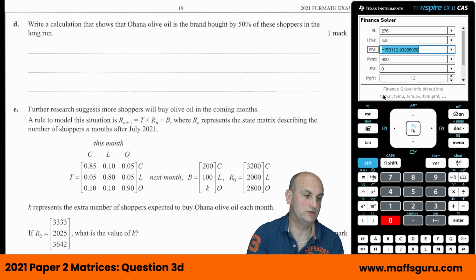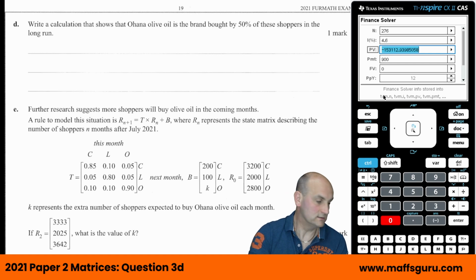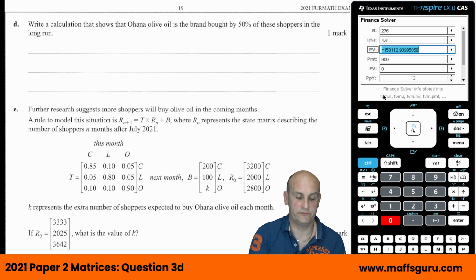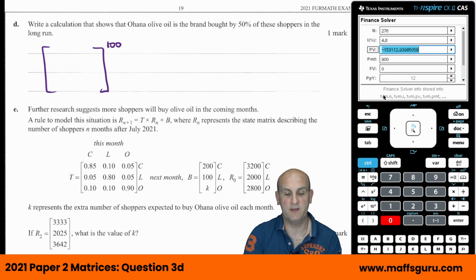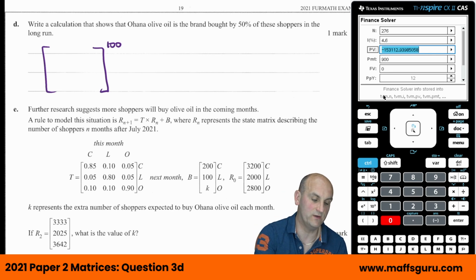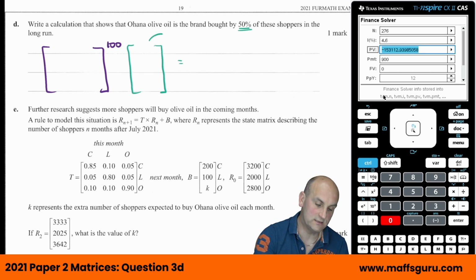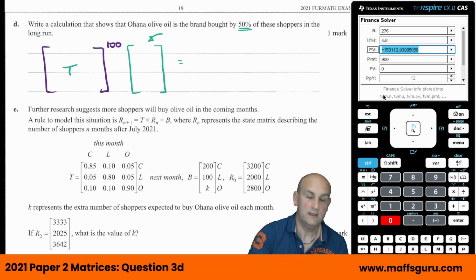Write a calculation that shows Ohana olive oil is the brand bought by 50% of the shoppers in the long run. Okay, so they'd already defined matrix T, and I suppose if you wanted to, you could have written out matrix T and just written it to a really big power. For some reason, I always do it to the power of 100. I'm then going to multiply that because it wanted a calculation.